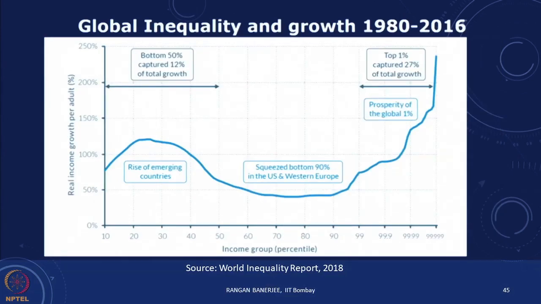This is again from the inequality report. If you look at the total inequality and the income growth in terms of the different income groups, you find that the richest have been growing at the fastest rate. Of course, this is not surprising, but it's quite striking that the top 1% captured 27% of the total growth if you look at from 1980 to 2016.